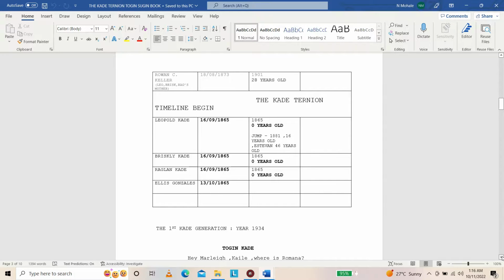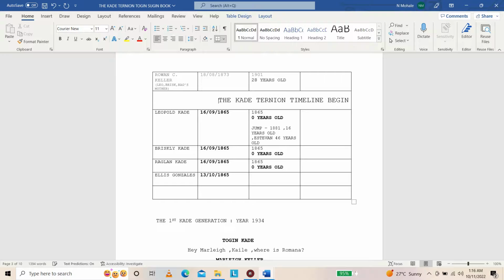So this one, the Ternion here, the way it says the Ternion timeline begin. This is the actual story that we want to tell. This is our actual protagonist of the entire story, the three brothers, but we are not going to begin the story here. So we must be able to understand their background before we can come to them. But we can see some important dates when they will be born here, which is 1865 there.